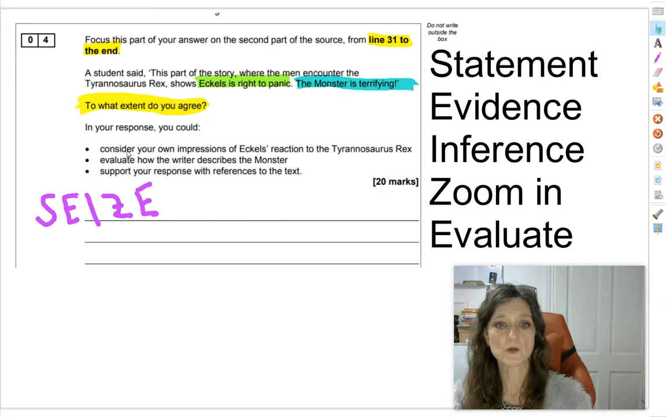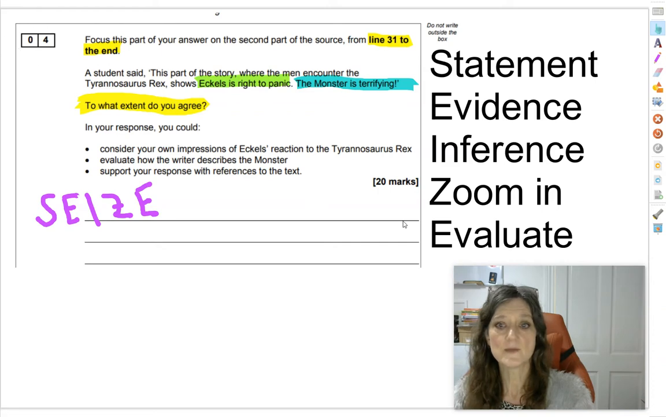In your response, you could consider your own impression of Eccles' reaction to the T-Rex. So that's one thing to look at. You could evaluate how the writer describes the monster. And finally, you must support your response with references to the text. And the best way to do that is by using quotations.